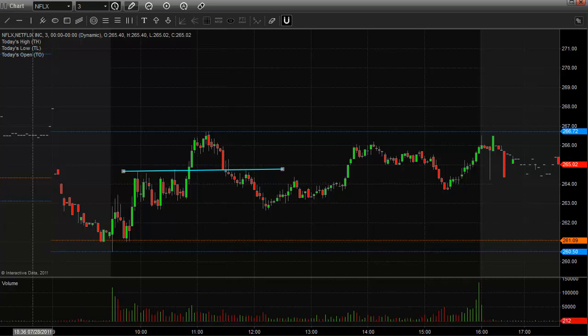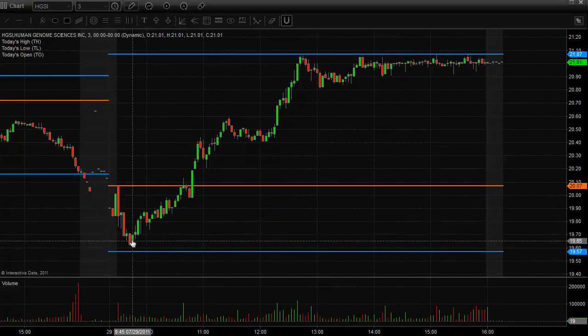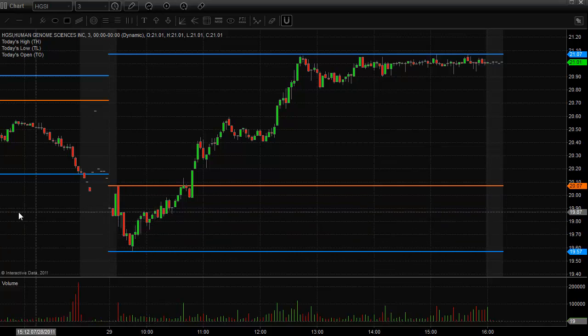Let's take a look at another chart. This is a chart on Human Genome Sciences, HGSI. This is a 3-minute chart. You can see we have the orange line here. It represents the open. We had some sell-off at the open before a bounce. You can see this open price provided some resistance when it came back to test, and we had a high of the day here.